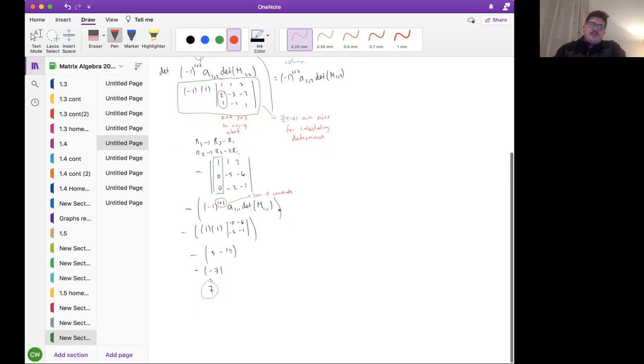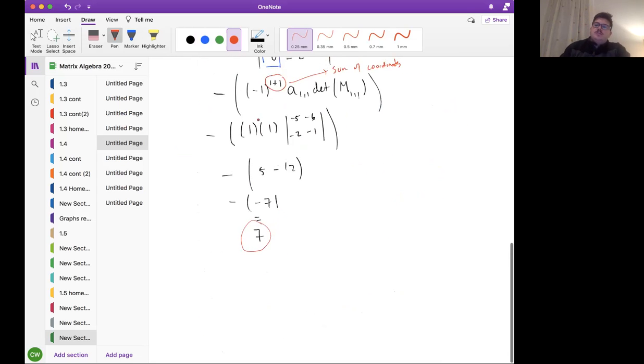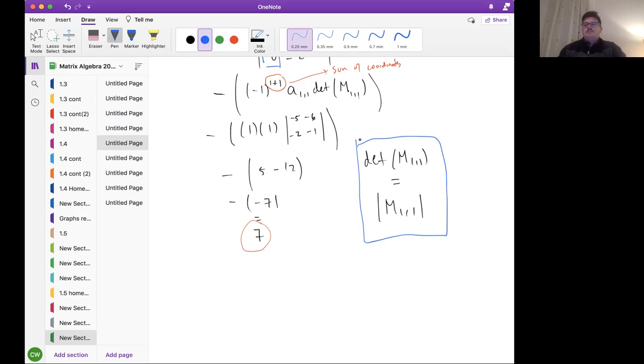Oh, the absolute value sign is determinant. This is the same notation. It's just a little easier to write. So the matrix with the vertical line is determinant. Okay.